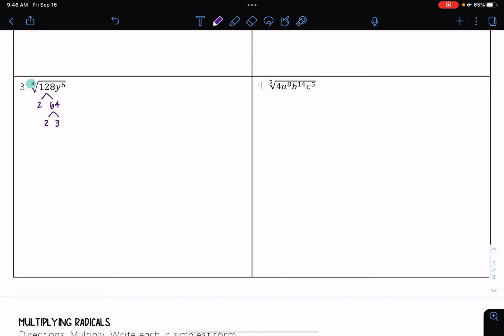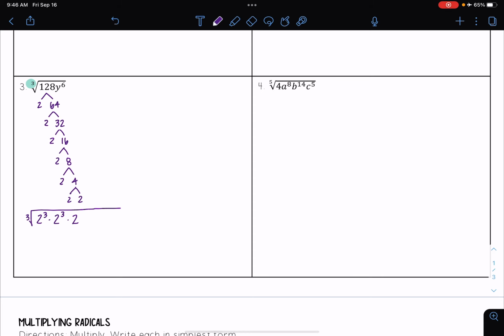64 can be broken down to be 2 and 32, 2 and 16, 2 and 8, 2 and 4, 2 and 2. So I have a lot here. So I have 1, 2, 3, 4, 5, 6, 7 2's. So I'm going to rewrite this in groups of 3. So I have a 2 cubed, so that's 3 2's, 3 more 2's, and then 1 more 2 because I had 7 2's in total.